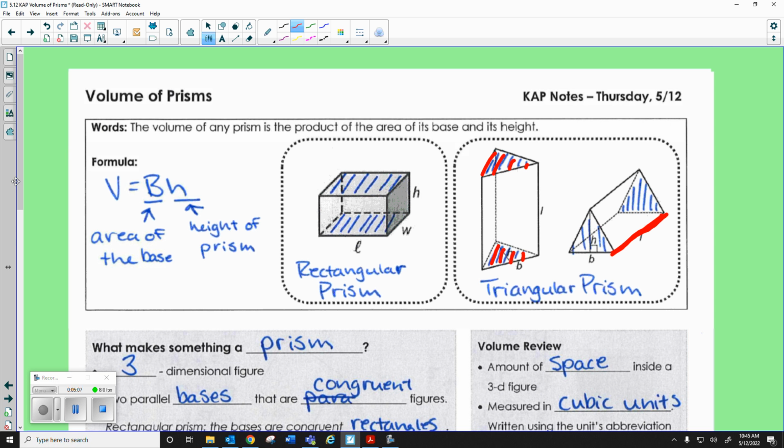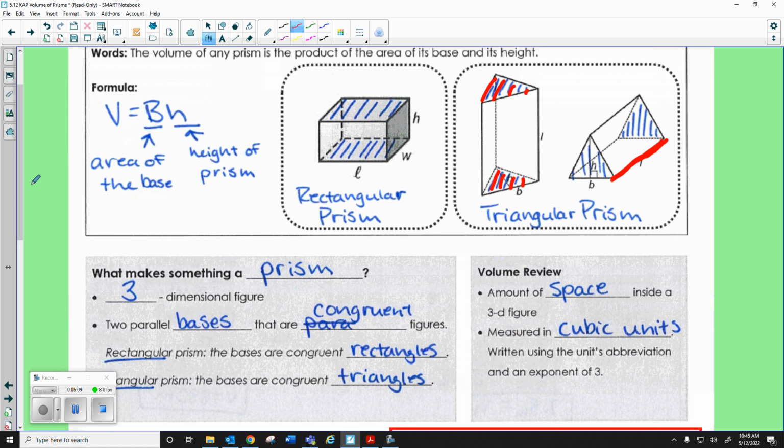All right, pause as you need to fill in this stuff. Hopefully we had most of this. What makes something a prism is that it's a 3D shape with two parallel bases. Those two bases are also congruent figures. The bottom and the top are congruent. For a rectangular prism, those congruent shapes are rectangles. In a triangular prism, the triangles are always the bases.